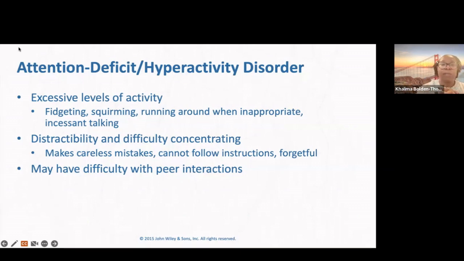So ADHD is marked by excessive levels of activity, fidgeting, squirming, running around when inappropriate, incessant talking, distractibility and difficulty concentrating, making careless mistakes, difficulty following instructions, forgetful, and may have some difficulty with peer interactions. Here we see the communication issues can be from that kind of impulsivity difficulty. So cutting people off, jumping from topic to topic because their brain has already moved on and they don't realize other people haven't caught up, things of that nature. And so if you think about this, you can see how this could look a little bit on the ASD spectrum with that communication issue, with some of these activation issues, as well as some difficulty with instructions and forgetfulness.